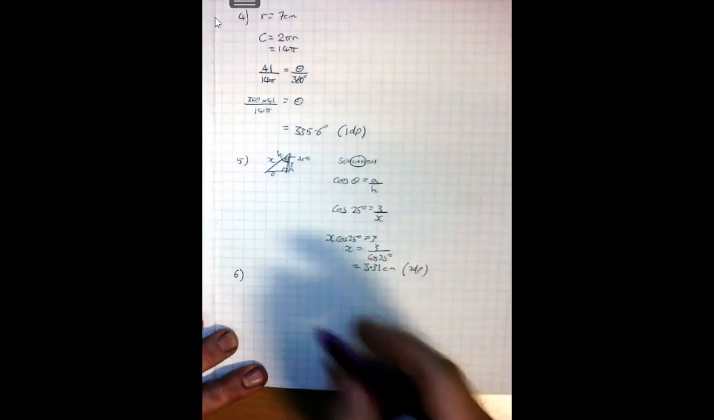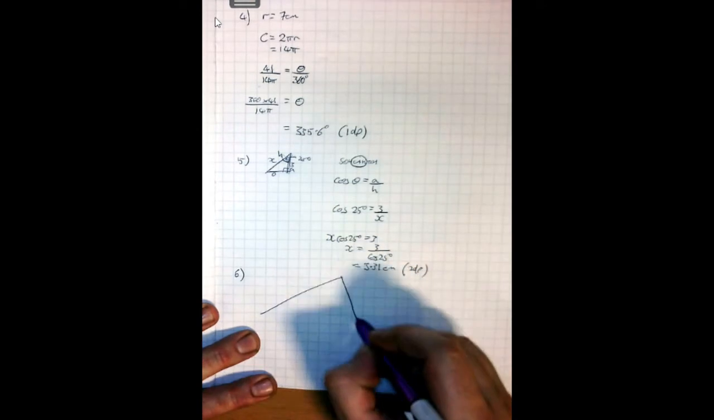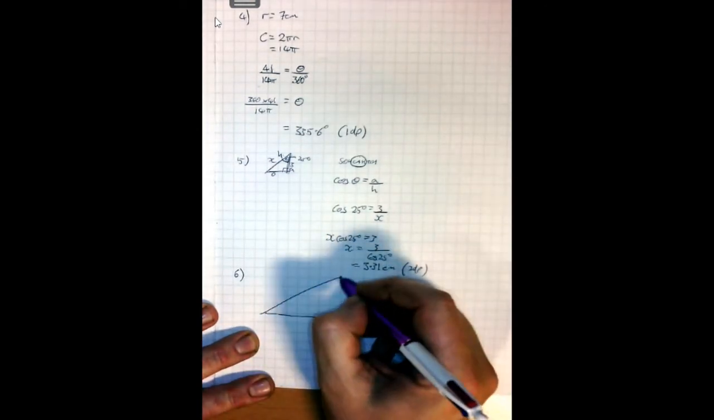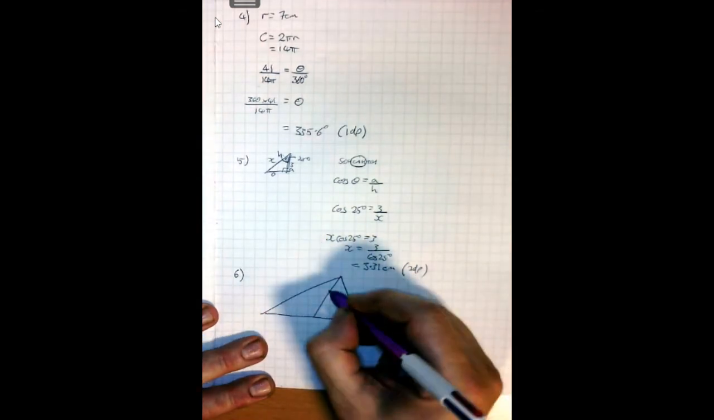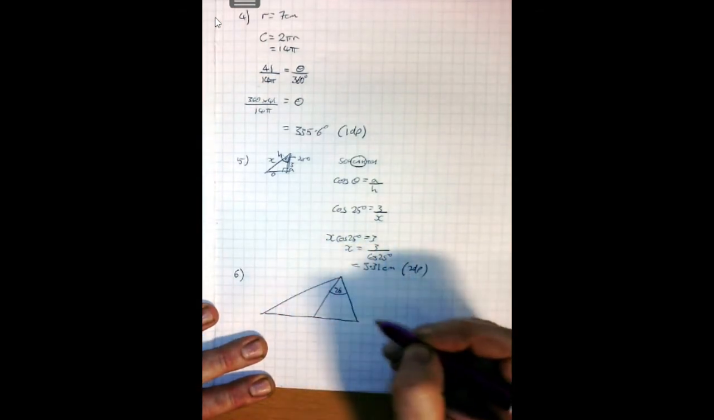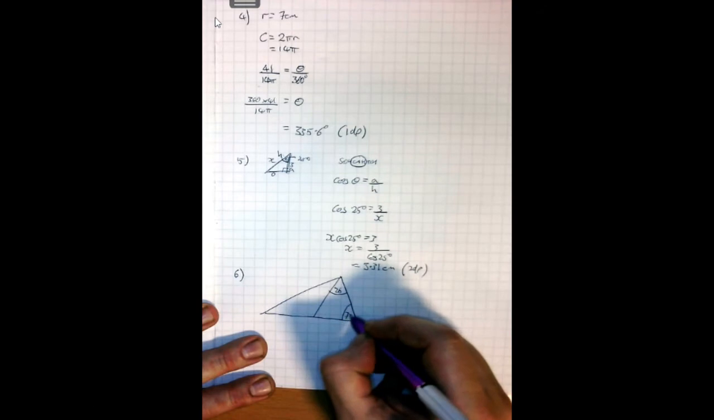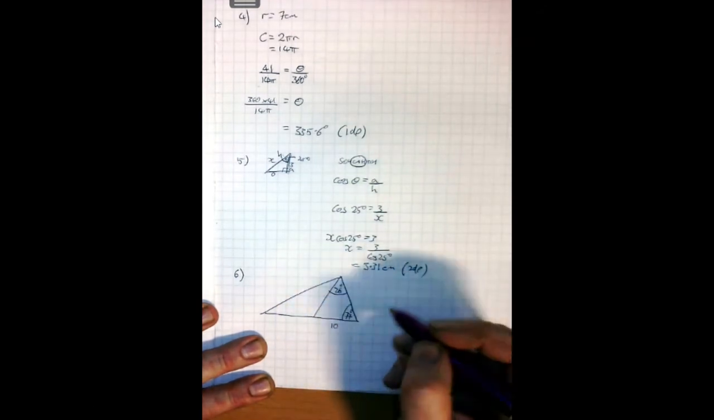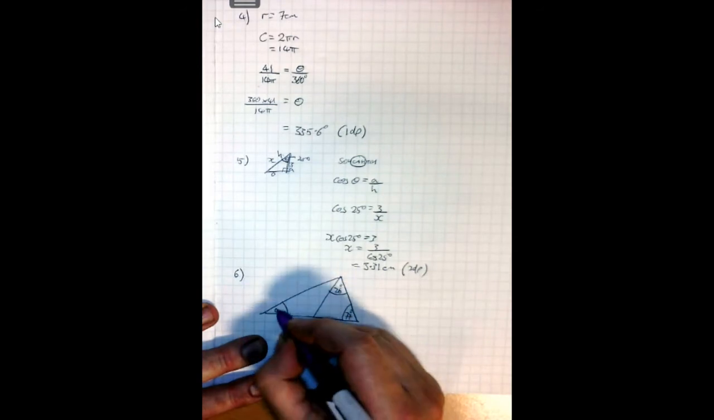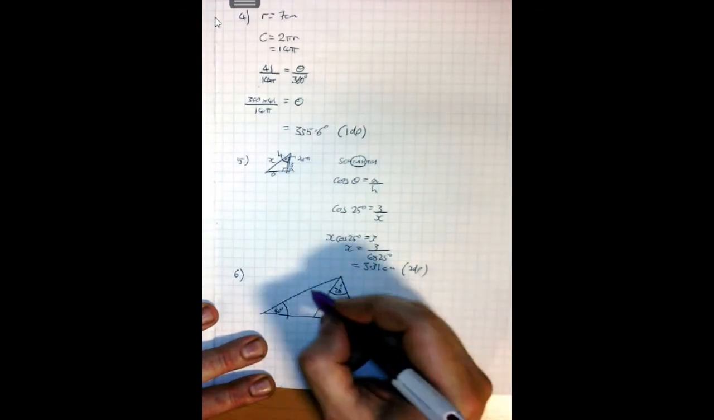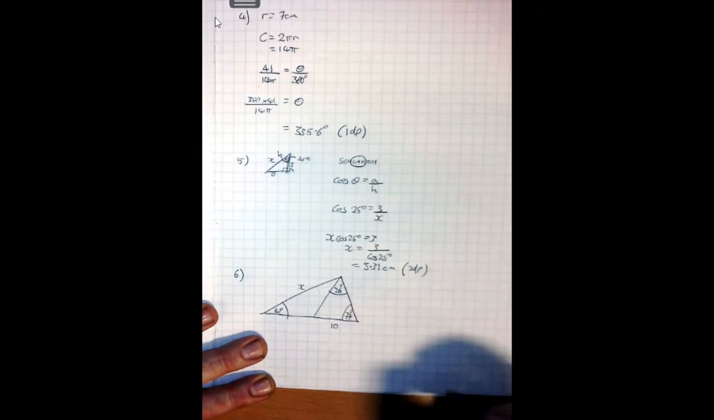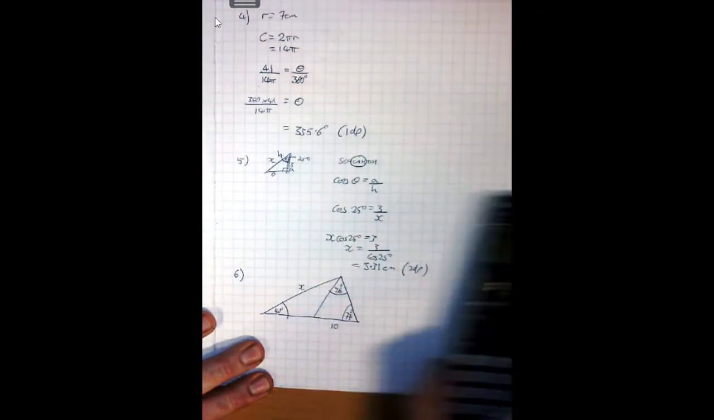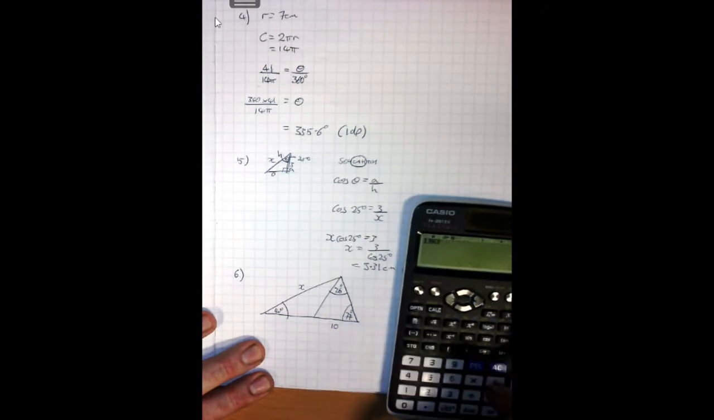Number 6. This looks like another trigonometry question, but there's no right angles involved. So it's going to be a sine rule or a cosine rule question. 26 there. 77. That's 10. 40. And x. I think that's everything.